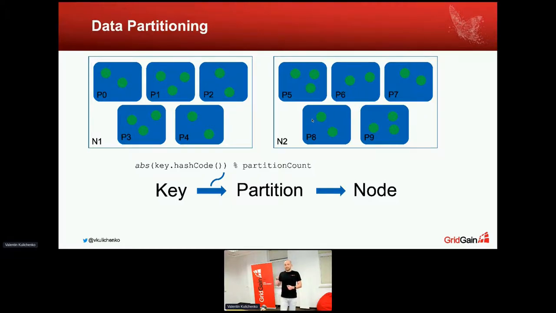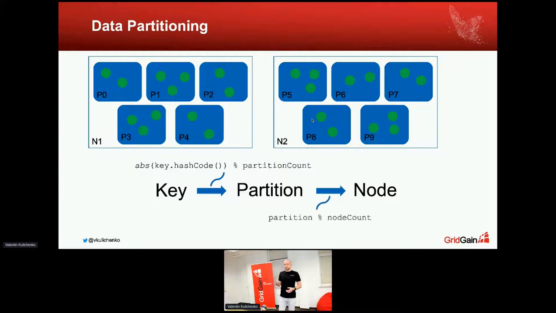And again, the partition count is a constant number, which means that this step is also constant. So if a certain key is mapped to partition 8, for example, it will always be mapped to partition 8, regardless of how many nodes we have, regardless of which node this partition is stored on, regardless of whether we even have this key actually stored in the database or not. So this key is always mapped to a certain partition.